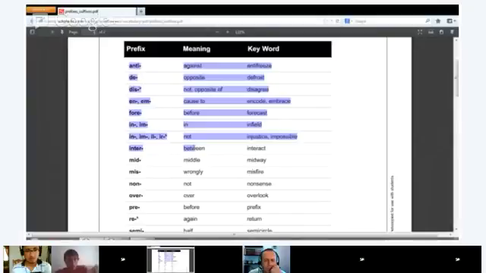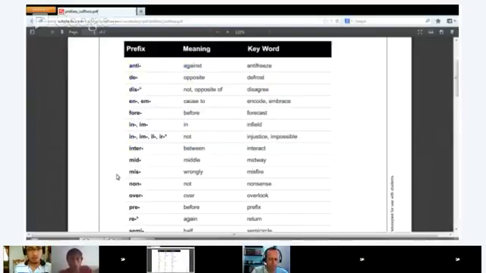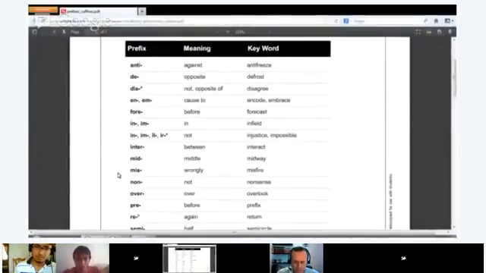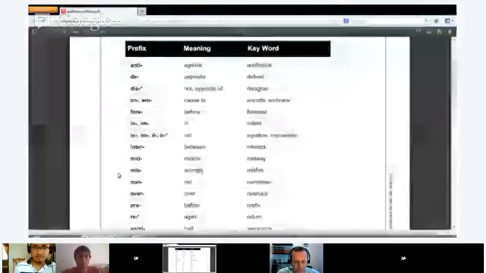Fore, before, forecast. In, meaning in, and the keyword infield. In, il, im, meaning not. The keyword is injustice or impossible. Inter, between, interact. Good. Interact. Nice job.